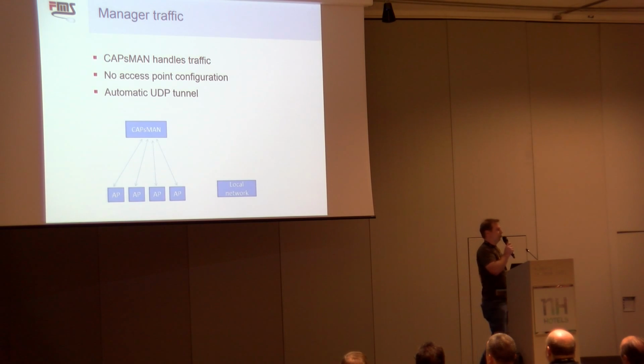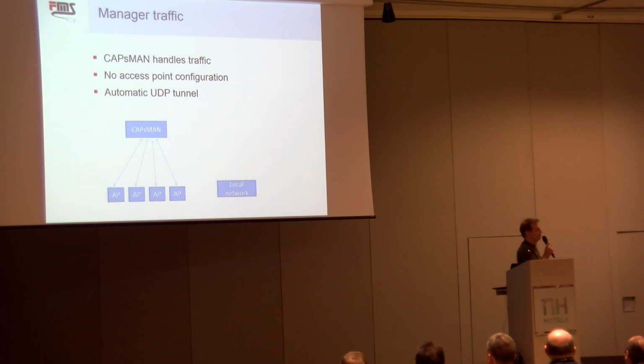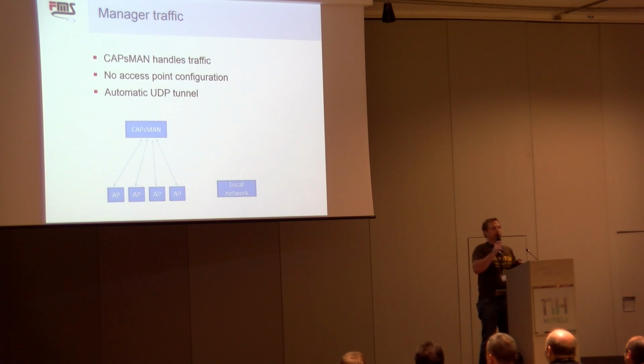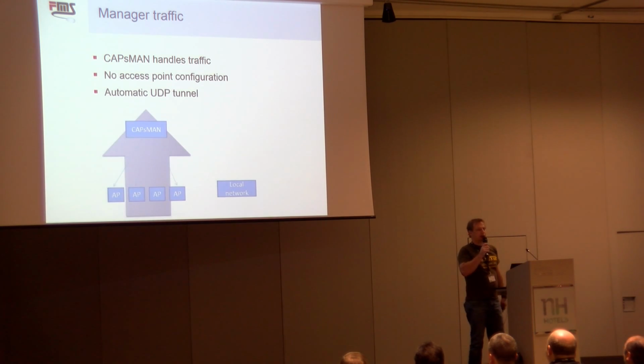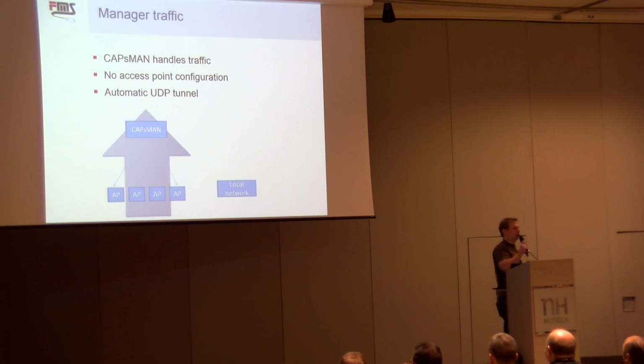And there's manager forwarding mode. That's the default in CAPsManager setup. So if you don't choose something else, it will be in manager forwarding mode. And that way your access point does not need any additional configuration. So it's maybe not even necessary to set up an IP address for the access point, but it will create an automatic UDP tunnel from the CAP, from the access point, to the CAPsManager and send all client traffic along that tunnel. That way, client traffic cannot break out into the local network, but will start popping up at the CAPsManager.